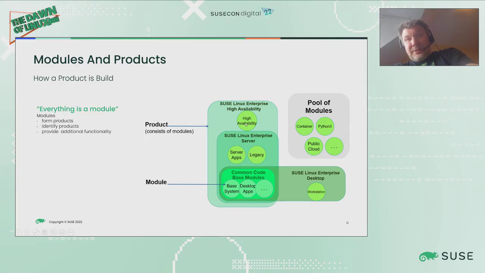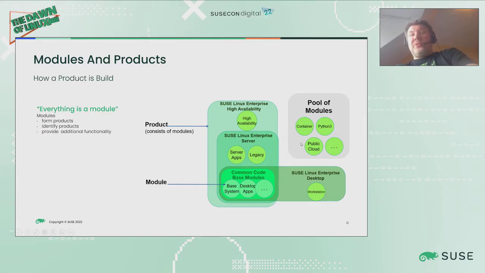We add high availability to that, and we get SUSE Linux Enterprise High Availability. We get additional modules, and we get SUSE Linux for SAP. Or we can have another dimension where we take the common code base modules, add workstation, and we get SUSE Linux Enterprise Desktop.